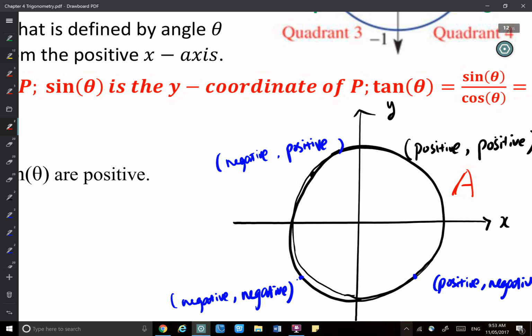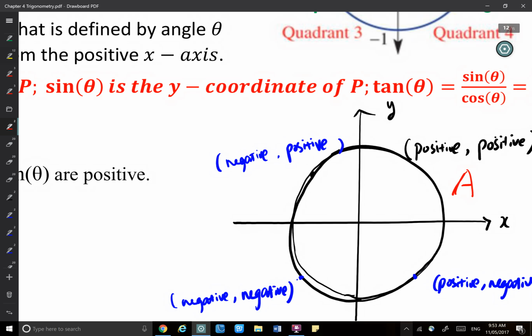In the third quadrant, what can you say about the values? Because negative over negative is positive, sine and cosine are both negative, so tangent is positive. So we write T here, representing that only tangent is positive.